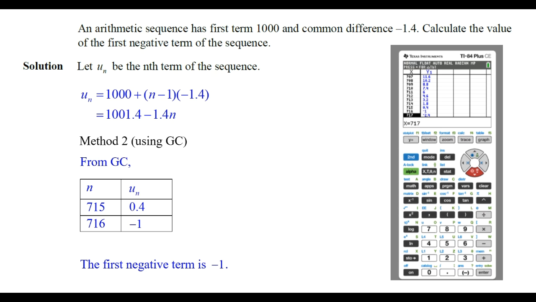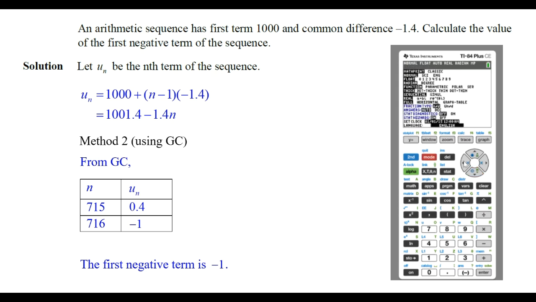Notice that when using the GC, I am still in function mode. Now that we have learned sequence mode, you could argue that we should be using that instead, but for some reason when I try it on my GC, the sequence mode is just too slow to use.